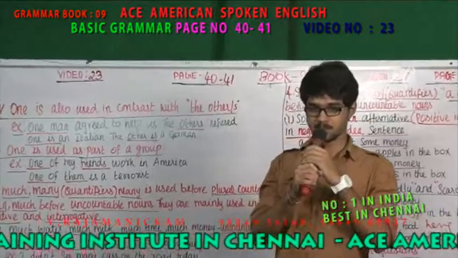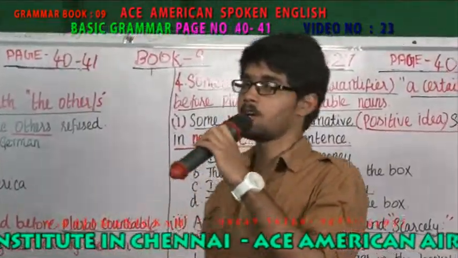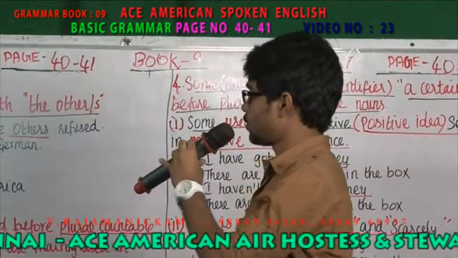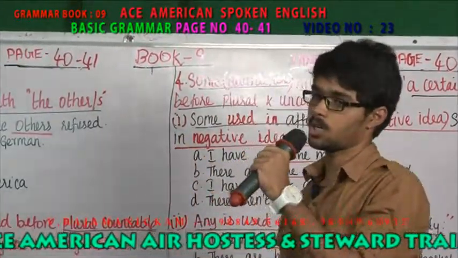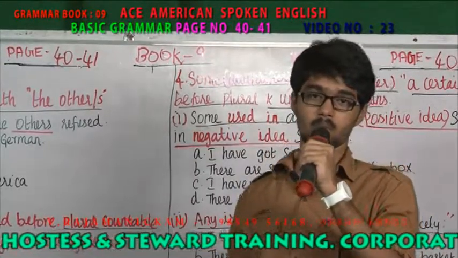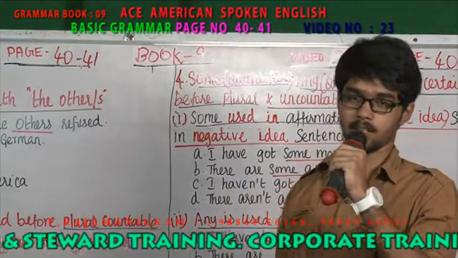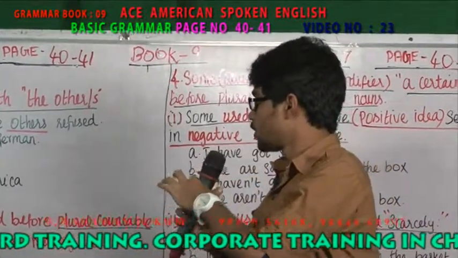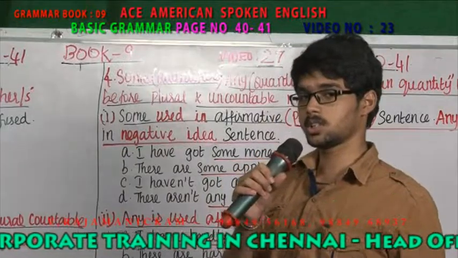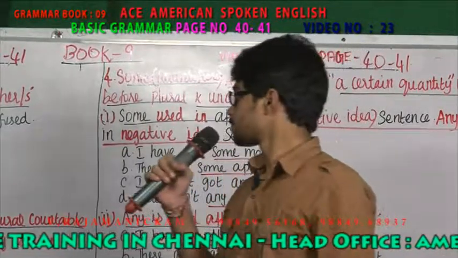Good evening. Today we have learnt about contrast, one and others. For example, one of my friends works in America. This means one among the 10 works in America. One is used as in the above said example. One is used as part of a group.